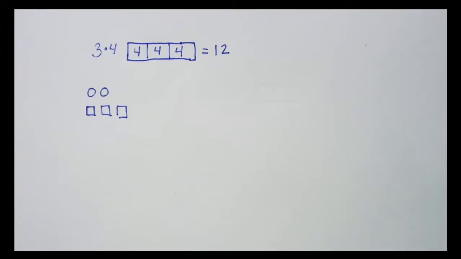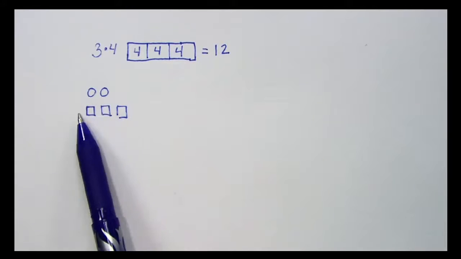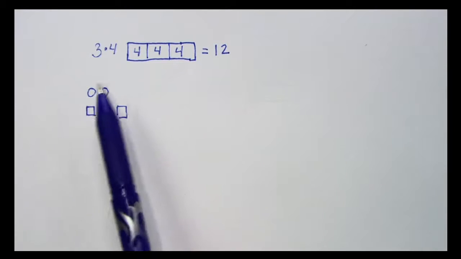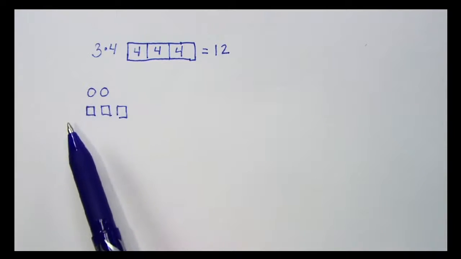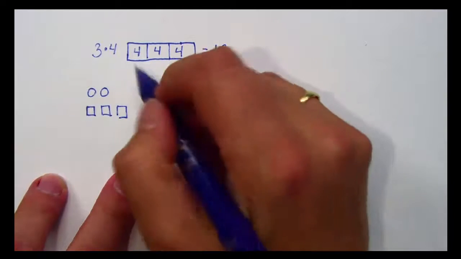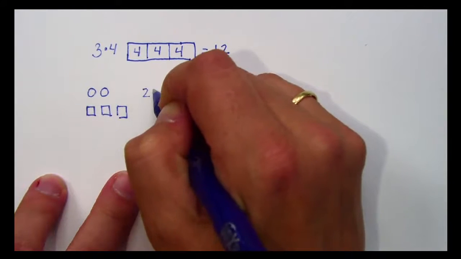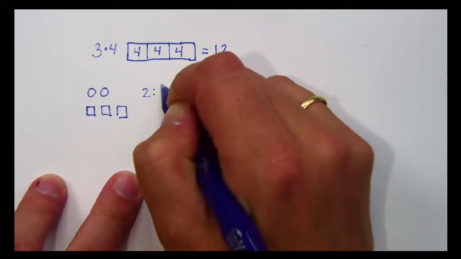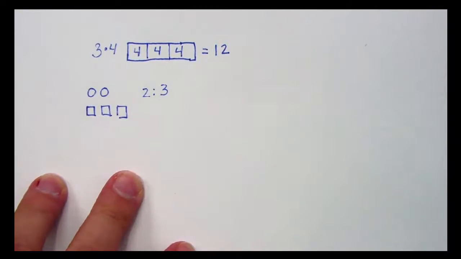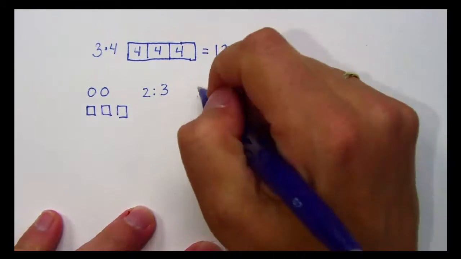I can use a tape diagram to show ratios too. Let's take a look at this example. I have 2 circles and 3 squares in this group of shapes. If I wanted to use a tape diagram to represent the ratio of 2 circles to 3 squares, first we need to start with labels.